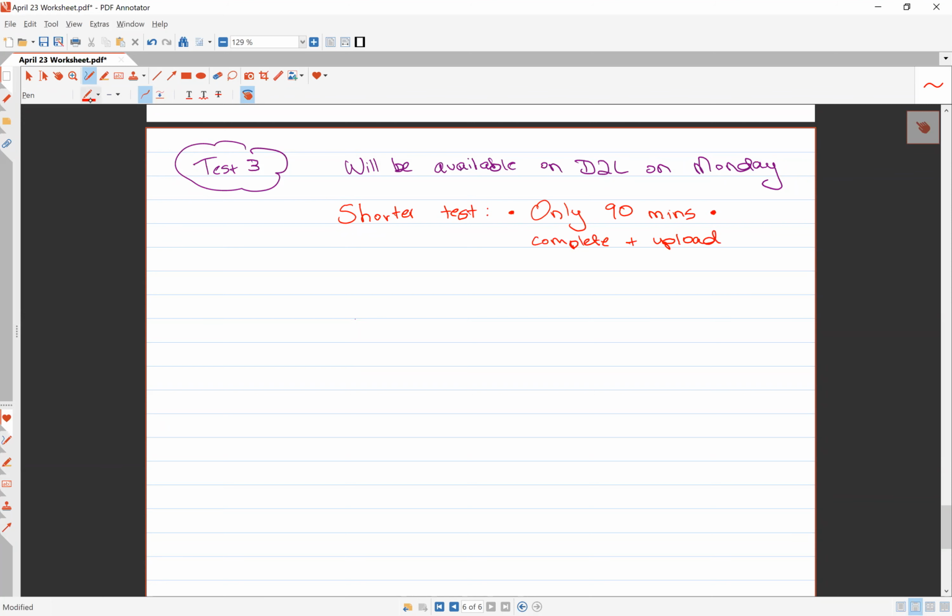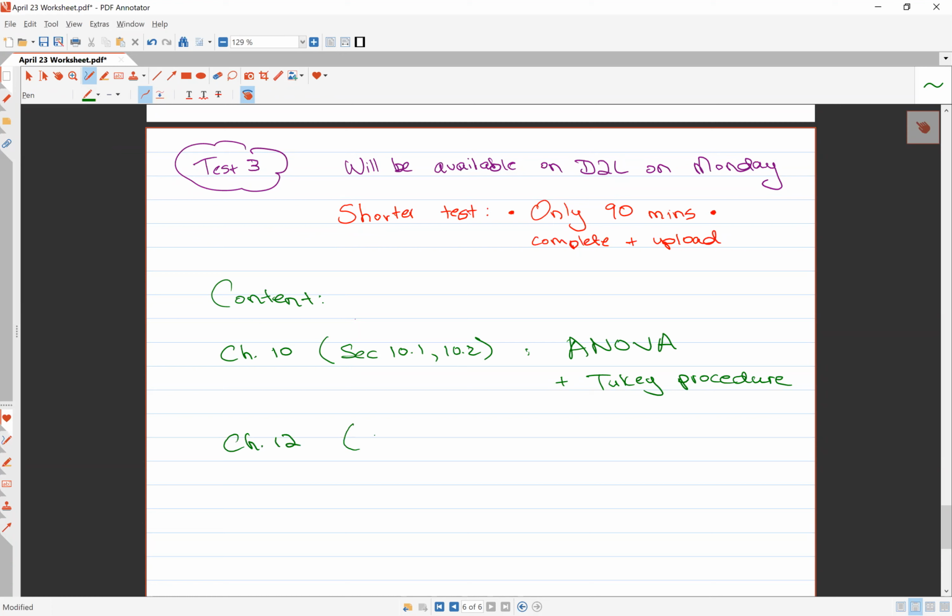And the content on the test, just 2 things. Chapter 10, specifically sections 10.1 and 10.2. This is the ANOVA test, as well as the Tukey procedure for identifying differences after the fact. And then chapter 12, where we only looked at section 12.5, this is correlation.